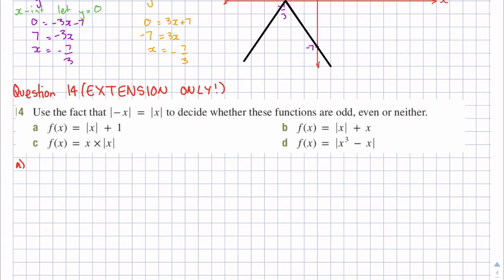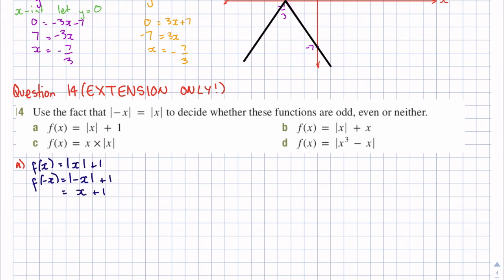So question 14 for extension, we're deciding whether these functions are odd, even, or neither. And don't forget to test whether they're odd. We sub in minus x. So we know f of x equals the absolute value of x plus 1. F of minus x, well, we sub in minus x and it's the absolute value of minus x plus 1, which is just x plus 1.